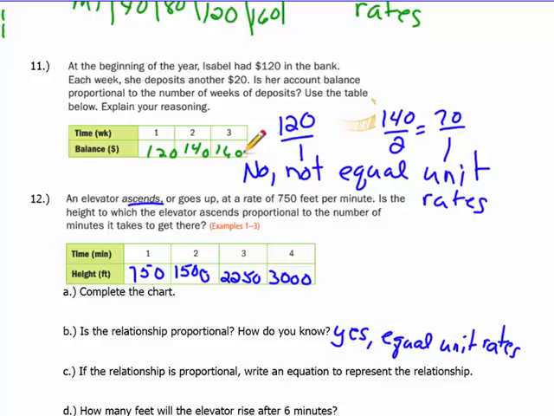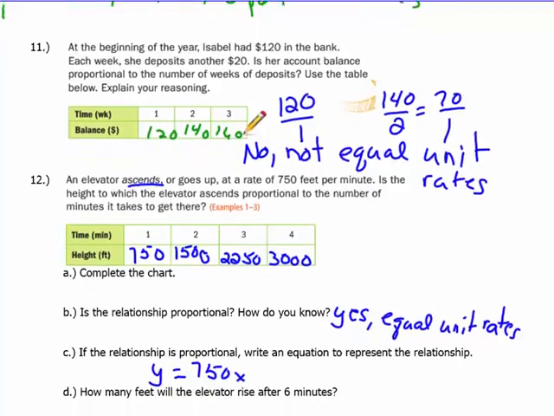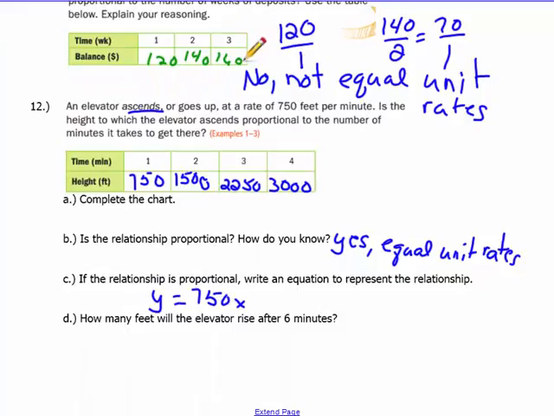If the relationship is proportional, write an equation. So our equation is always y equals, then the unit rate, 750, and then x. How many feet would it rise after 6 minutes? You can either continue your chart, or we can put in 750 times 6, which is going to give us 4,500 feet. All right, let's take a look at the next problem.